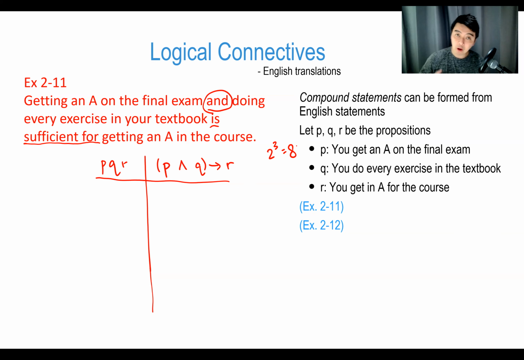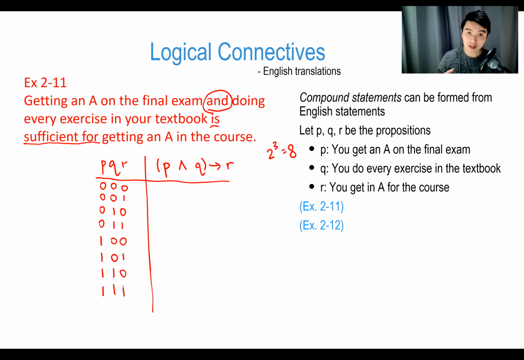Now, a quick way to come up with all 8 cases is that there are going to be 4 zeros for P and 4 ones for P. That's always the case. For Q, there are going to be 4 zeros, which I'm going to write like this, and 4 ones. Sorry, in the second column, I've alternated 2 zeros, 2 ones, 2 zeros, 2 ones. Finally, for the final column, I'm going to have 0, 1, 0, 1, 0, 1, 0, 1. Very quickly, we've come up with all 8 variations for P, Q, and R.